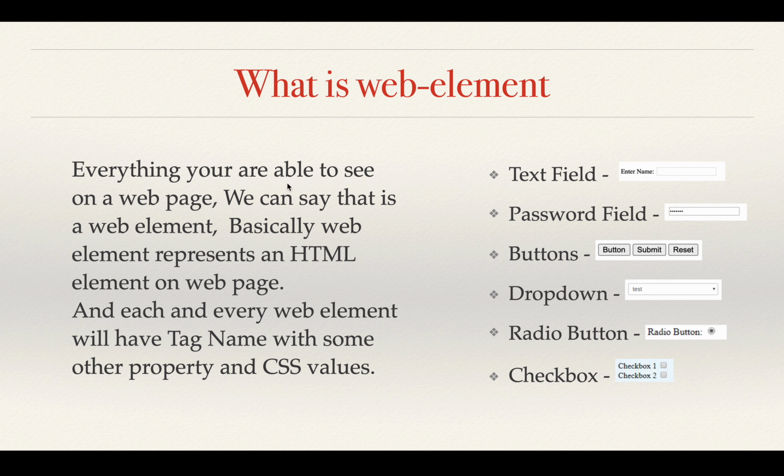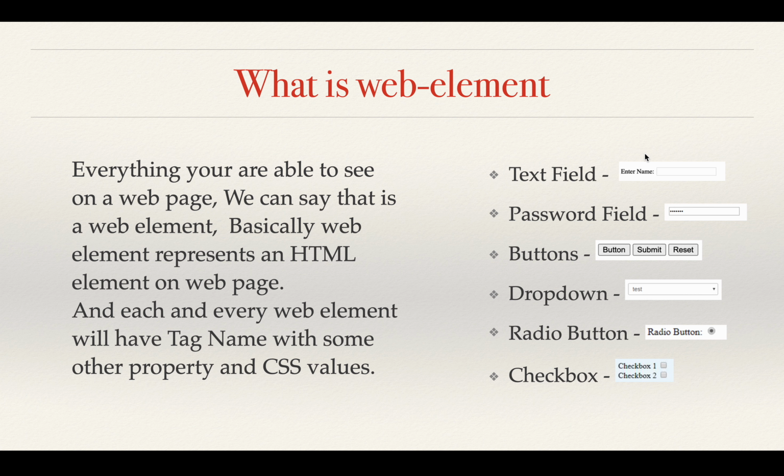Everything that you are able to see on a web page, we can say is a web element. Basically, a web element represents an HTML element on a web page, and each and every web element has at least one tag name with some number of other properties and CSS values. Here on the right side you can see this is a text field, so we can say this is a web element in terms of Selenium, and this is a password field, and this is a button, drop down, radio button and checkboxes. All these are web elements while we interact with Selenium.